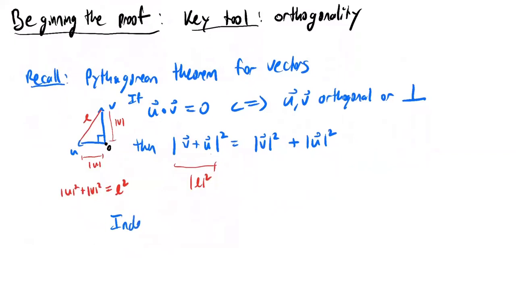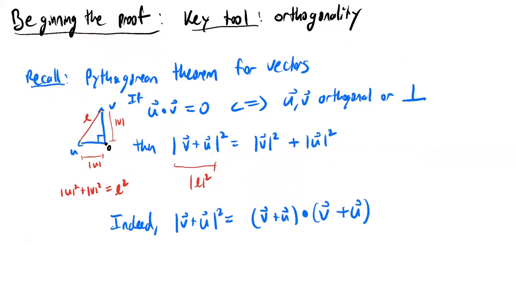Well, remember that if I look at the length of my vector squared, I can recast this in terms of the dot product, right? So this is the same thing as v plus u dot product with itself. Right, this is again the connection between dot products and lengths of vectors. But now remember, we can distribute dot products like we would distribute multiplication with addition, right? Because we have some kind of linearity property for dot products.